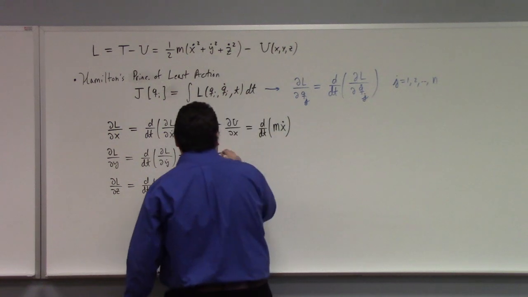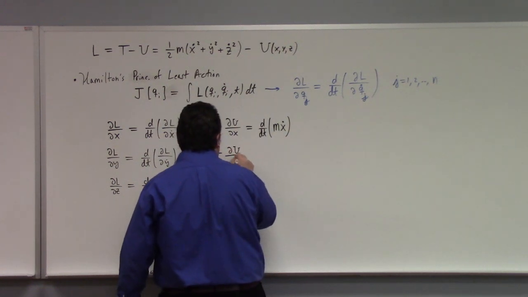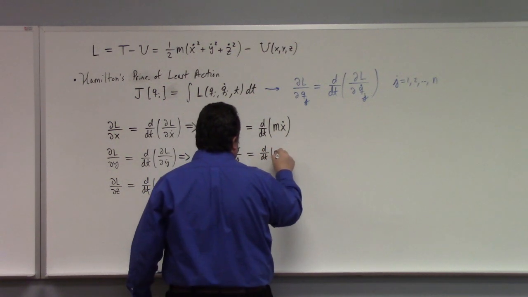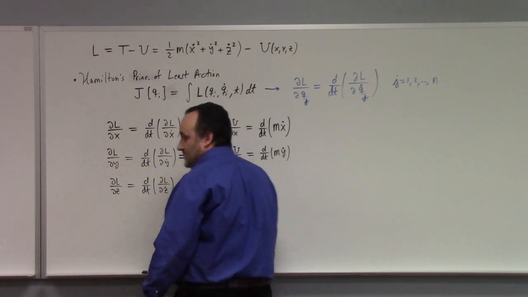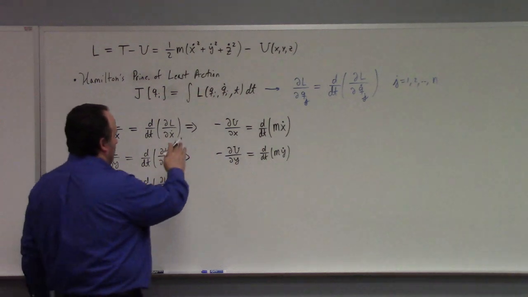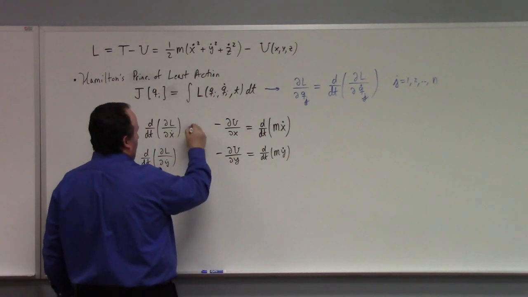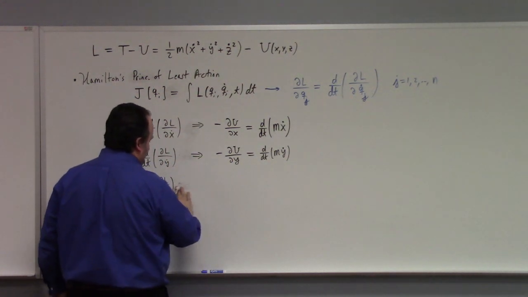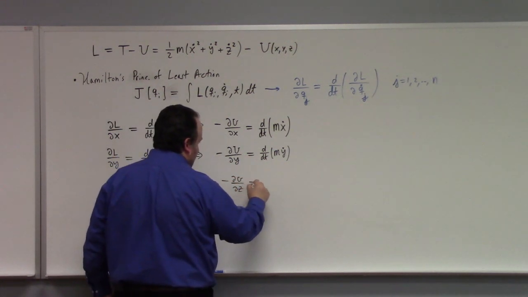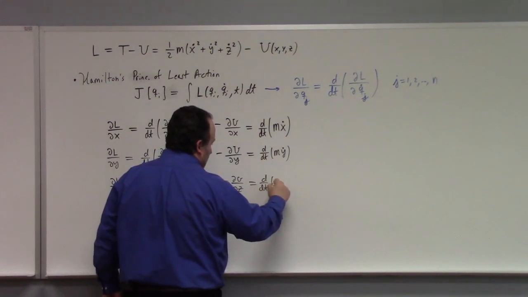In this, I get minus partial u partial y. Whoa. ddt, sorry about that. My dot, I probably should. That's right. We had important business to take care of there. So, all right. Let's get that one. Minus partial u partial z ddt of mz dot.